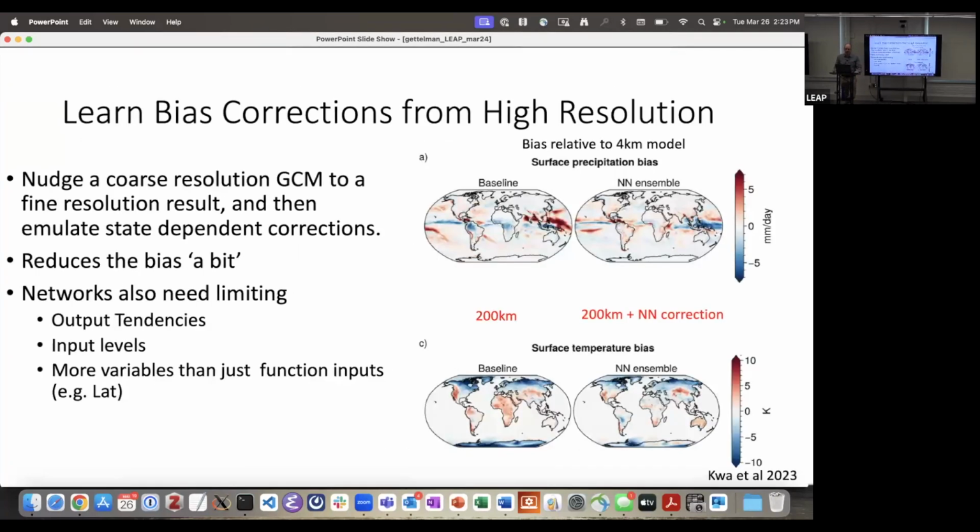So here's an example of learning biases from high resolution. This is work that Chris Bretherton and some of his co-authors recently did, where they took a coarse resolution GCM and tried to add a neural network correction based on a high resolution version, like at 4 kilometers. The claim is that they have state-dependent corrections, and they were able to reduce the bias, in surface precipitation and temperature, a bit. They have a percentage, it's like 25 or 30%. And you can see those colors are less intense than these colors, but it's not really solving the problem.